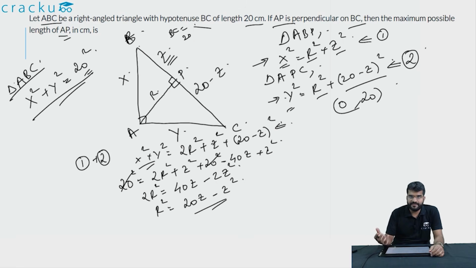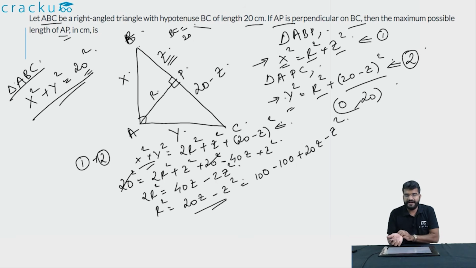You can do this in multiple ways. One of the ways that I do most often is by completing the squares. So for 20z minus z square, I'll add and subtract 100. This is equal to 100 minus 100 plus 20z minus z square.